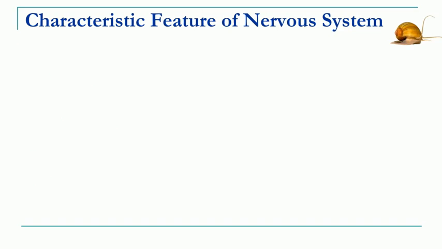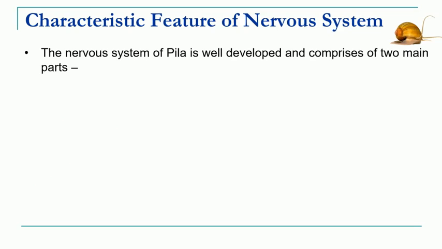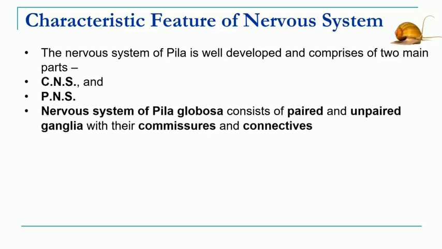First we will see the characteristic features of the nervous system. The nervous system of Pila is very well developed and comprises two main parts, that is the central nervous system or CNS and the peripheral nervous system or PNS. The nervous system consists of paired and unpaired ganglion, commissures and connectives. So it is basically made up of three components: ganglion, commissures and connectives.